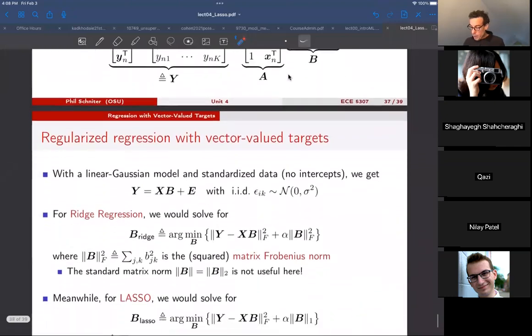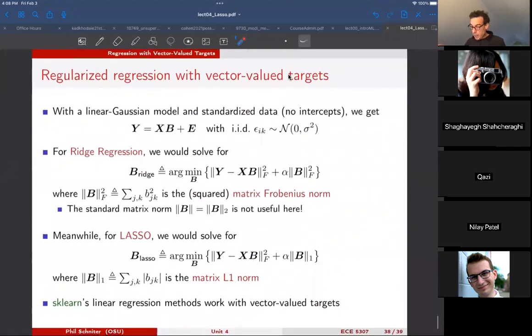And that's the main idea. If we want to think about this as a linear Gaussian model so that we can think about maximum likelihood and all that, then essentially we're going to have a matrix of noises. Those noises will all be independent, identically distributed, all zero mean, variance sigma squared.